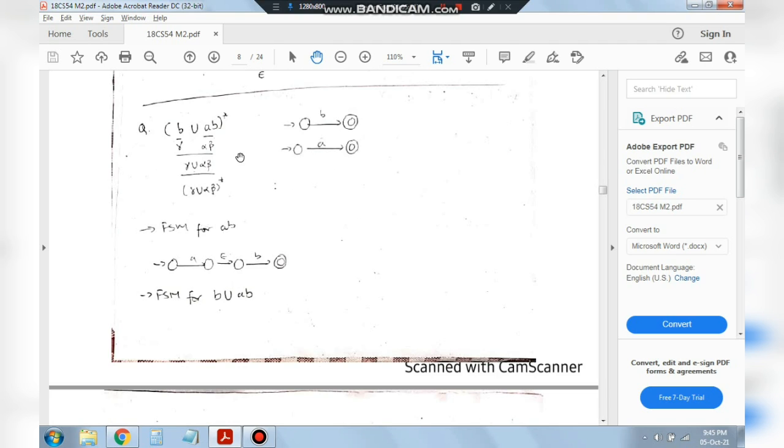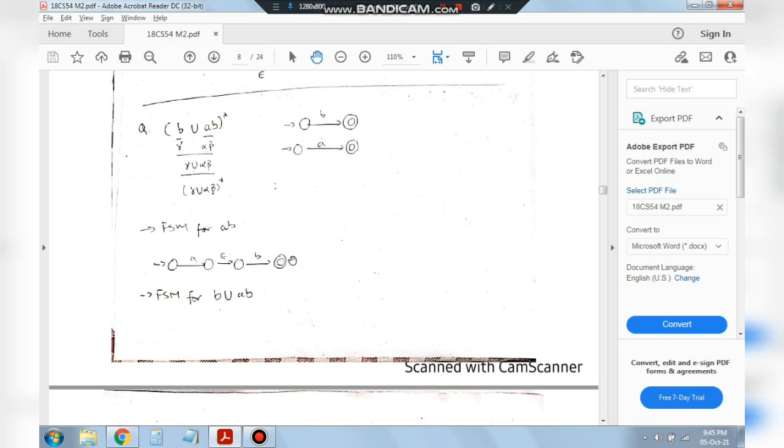Now let's look at the question. The question can be given as follows: B union AB, then the whole star. Break this down into small modules. Here we have two letters A and B. So make the FSM for A and B. After that, what is the first operation? Here it's AB. AB means concatenation. How do you concatenate A and B? Place A here, connect the ending point of A with the starting point of B, that will be the concatenation.